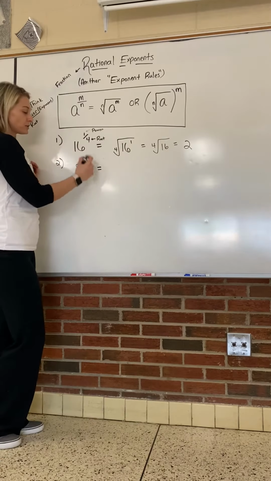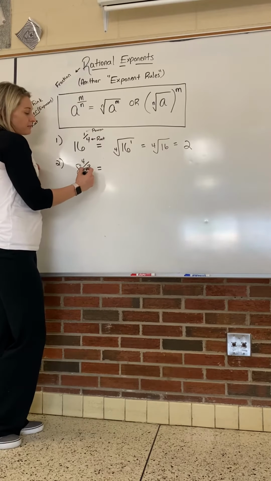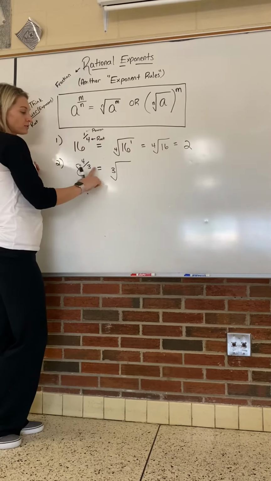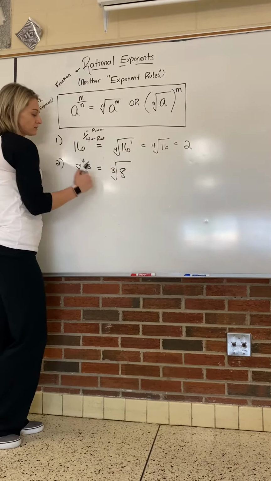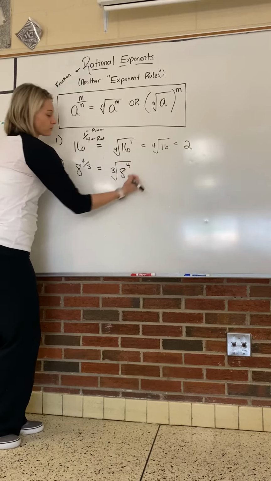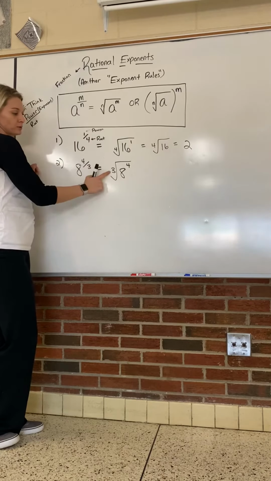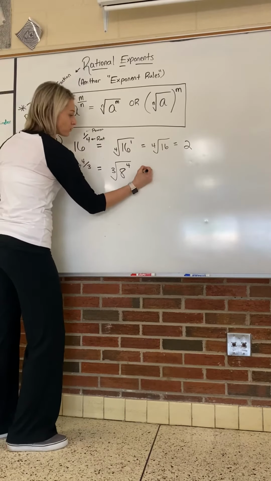But whenever we're doing this, the bottom number, remember, always goes in the root. So it'd be the 3rd root of 8 to the 4th power. Power over the root. And then just like before, you simplify.